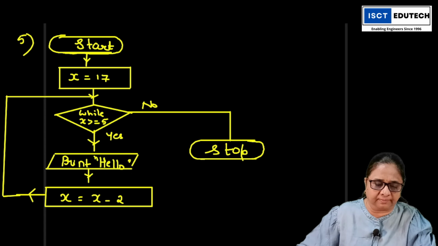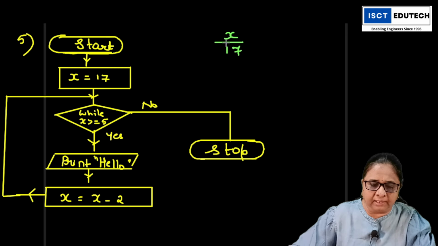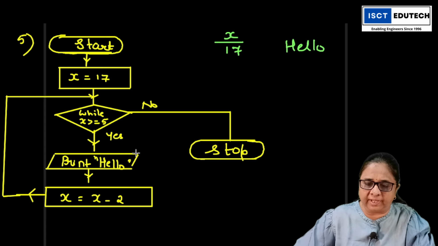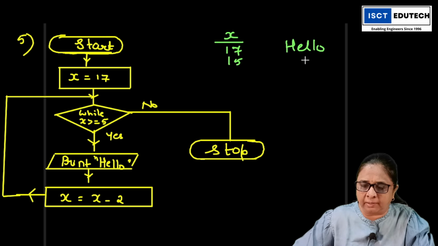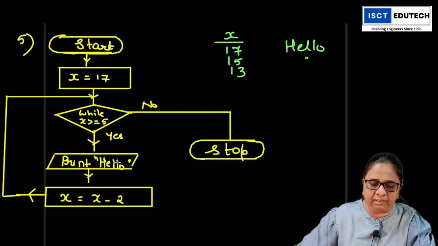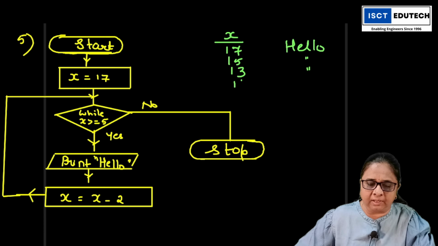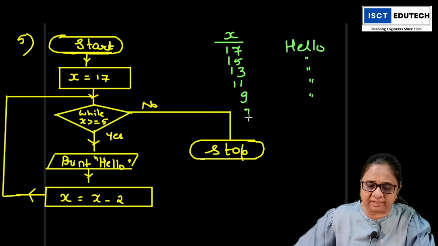Now let's see how this works. So first time, what is x? X value is 17. 17 greater than 5, yes, it prints hello. X is equal to x minus 2, x becomes 15. Goes back, 15 greater than or equal to 5, yes, again enter the loop, print hello. X minus 2 becomes 13, goes back, 13 greater than 5, yes, print hello. Then x becomes 11, goes back, 11 greater than 5, yes, again enter the loop, print hello. X minus 2 becomes 9, goes back, 9 greater than 5, yes, again print hello. X becomes 7, goes back, 7 greater than or equal to 5, yes, print hello.